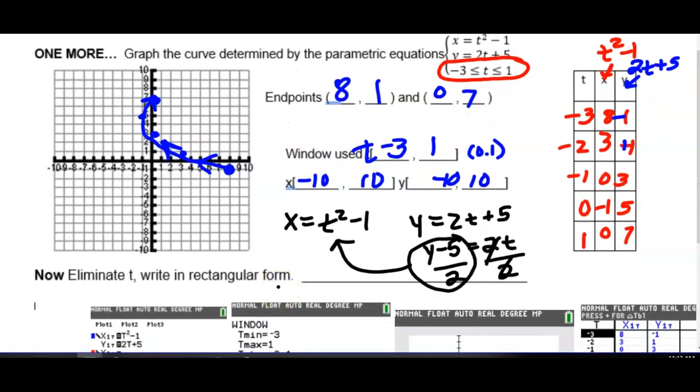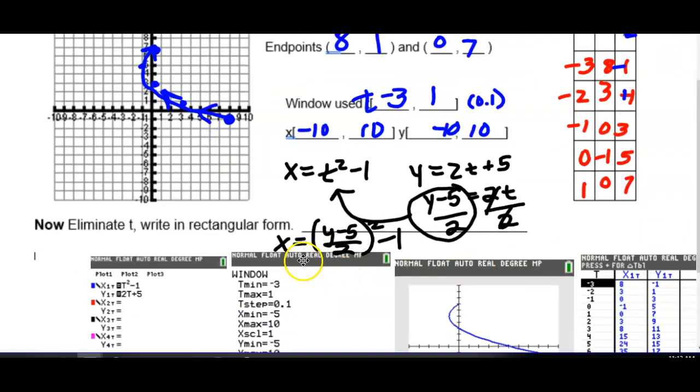Why, can anybody tell me why it makes sense that I would get a y minus 5 squared? Well, the answer is it's a sideways parabola, so it should have the y squared and not the x.